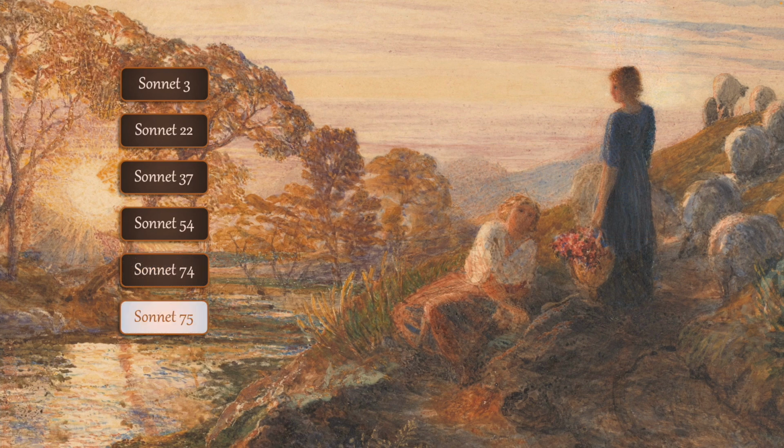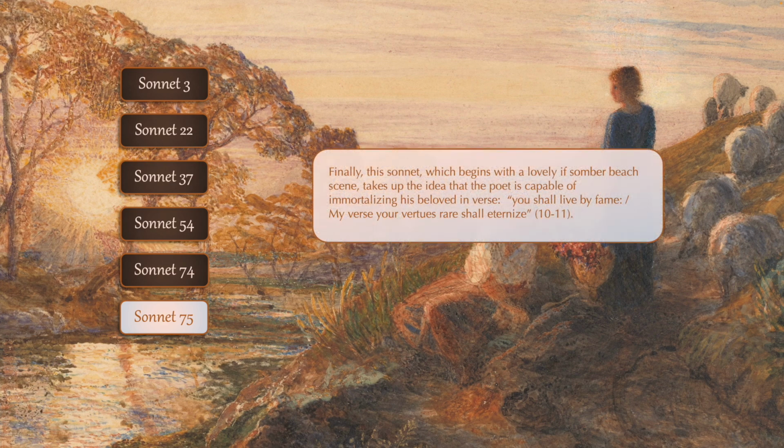One of my personal favorites is number 75. The sonnet begins with a lovely but very somber beach scene where he's writing Elizabeth's name in the sand with a piece of driftwood or something, and the tide keeps coming in and washing it away. But the sonnet takes up the idea that the poet is capable of immortalizing his beloved in verse. You shall live by fame, he says. My verse, your virtues rare, shall eternize. This is a theme that would be taken up by William Shakespeare in his sonnets as well, and we'll be looking at some of those soon.